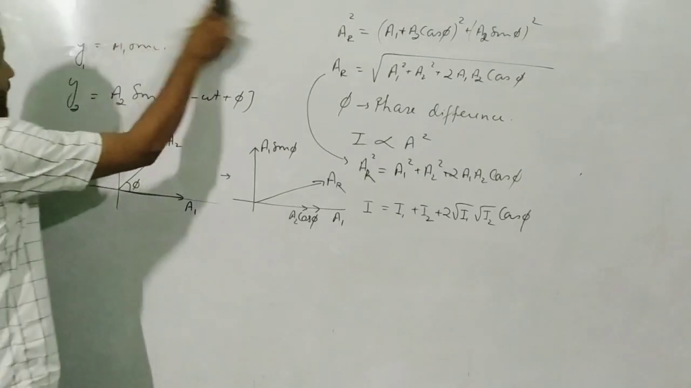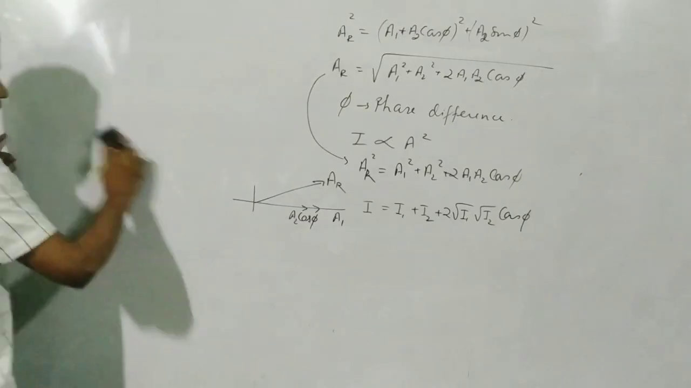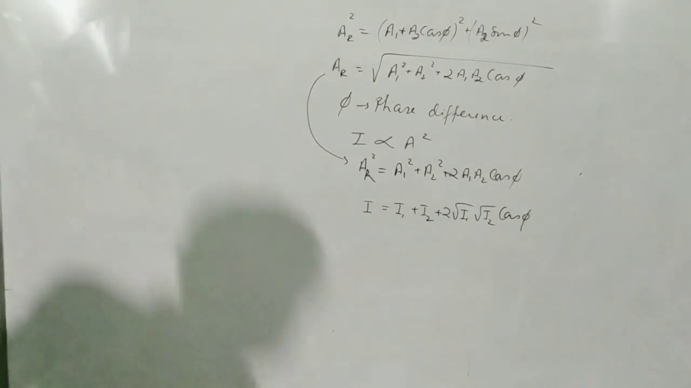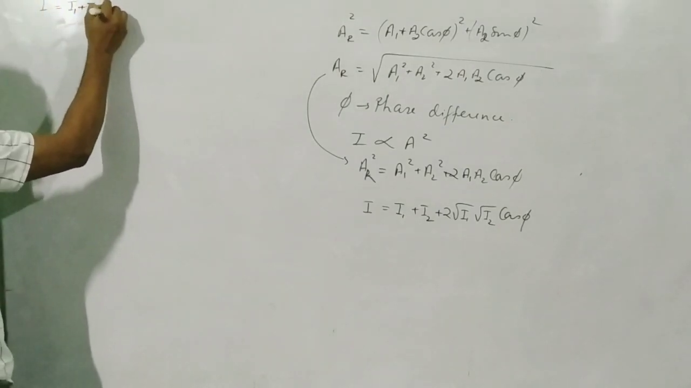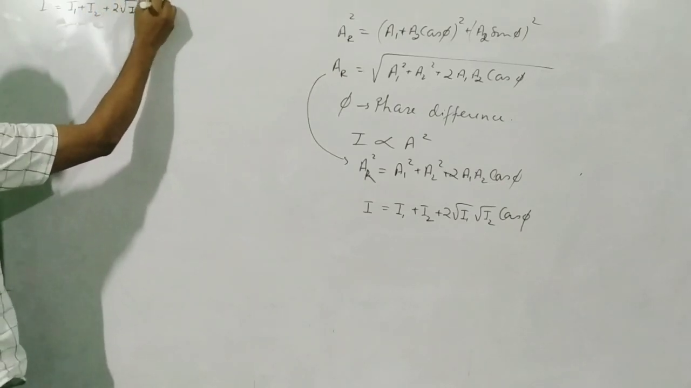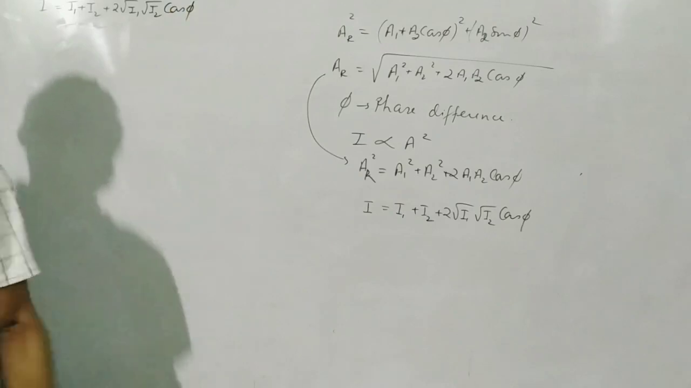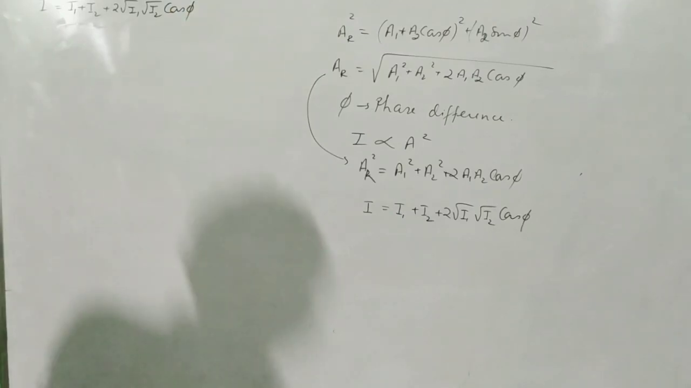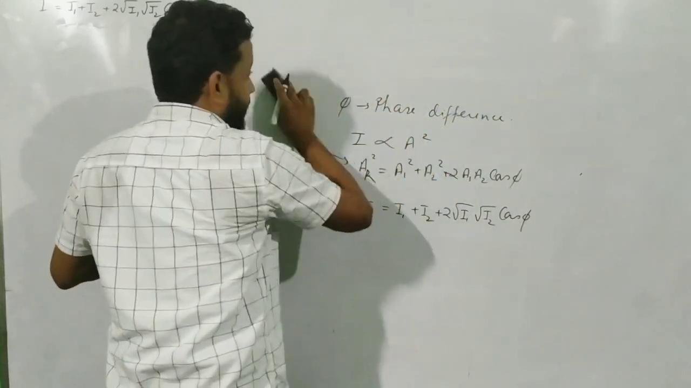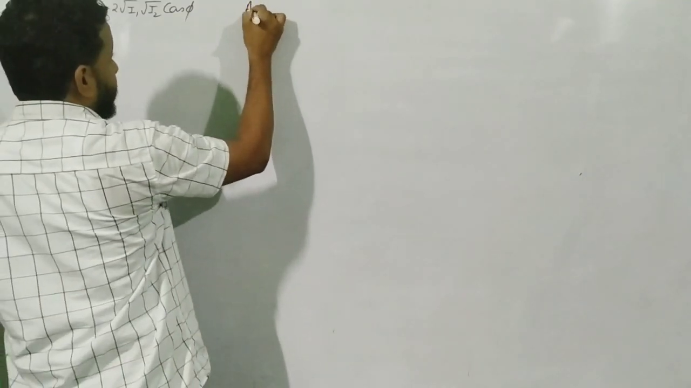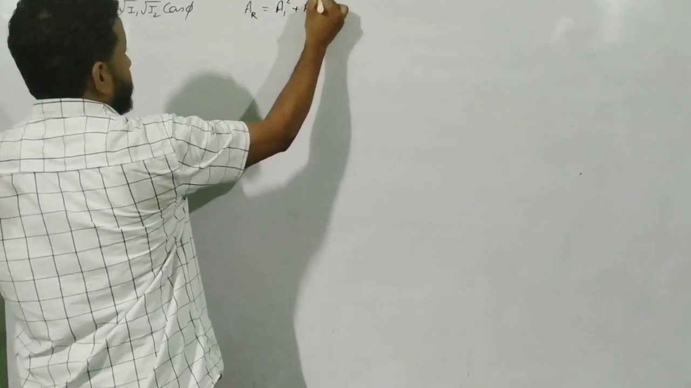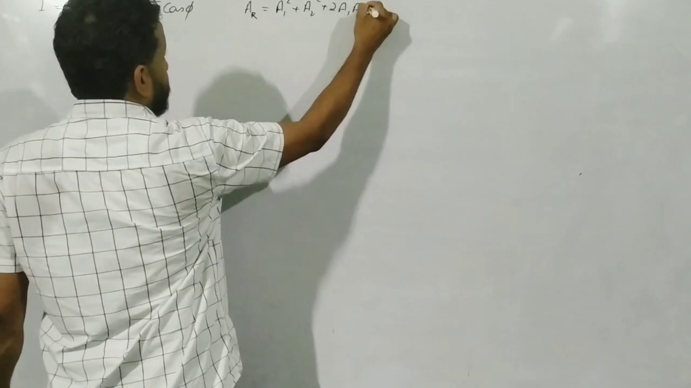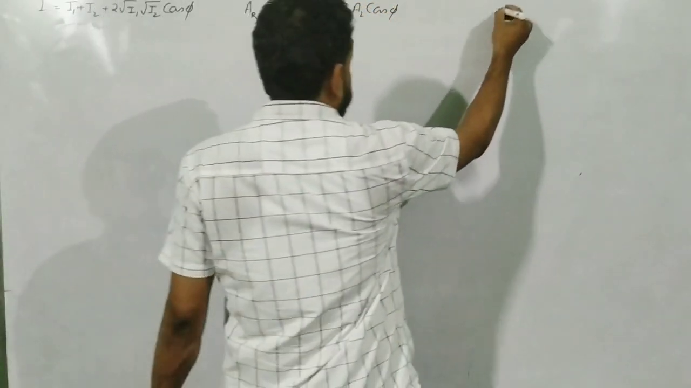Moving ahead. It's not done. I'm still doing it. So this is my formula. I is equal to I1 plus I2 plus 2 root I1 root I2 cos phi. And this is my amplitude formula. Resultant amplitude will be equal to, okay, let me write this formula, A1 square plus A2 square plus 2A1 A2 cos phi. And this is my phi value. Now I am starting from the left.